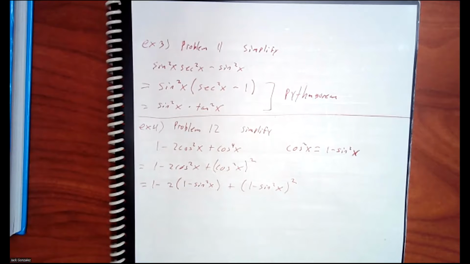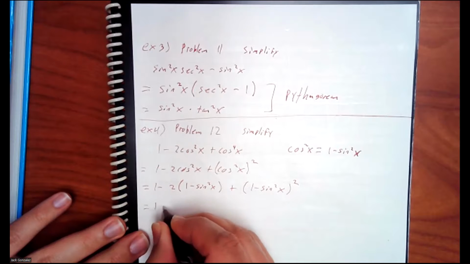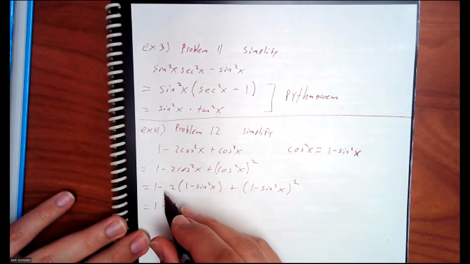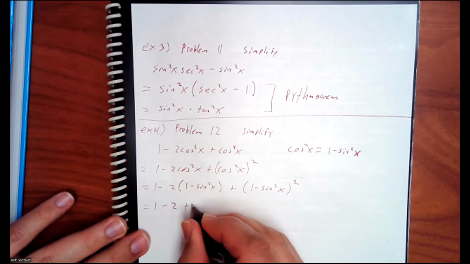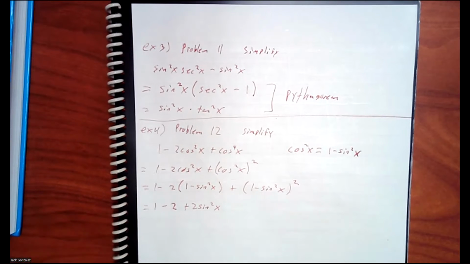Does that part make sense? So square the 1 minus sine squared and multiply the other one by -2. See what happens. So this becomes 2 times -2 times 1 is -2. -2 times negative sine is 2 plus 2 sine squared x.